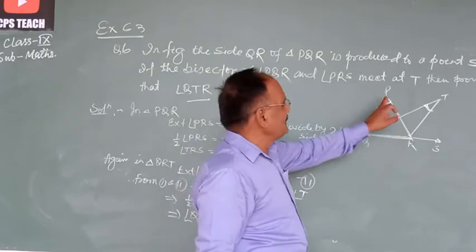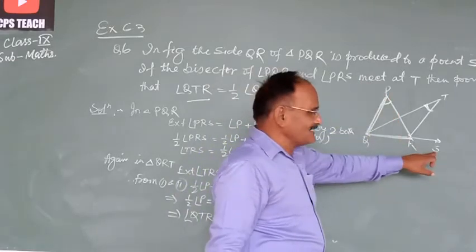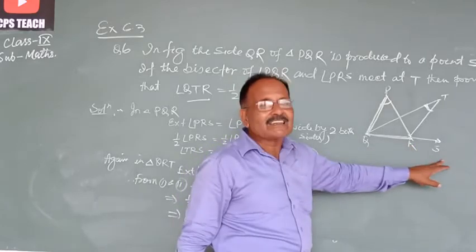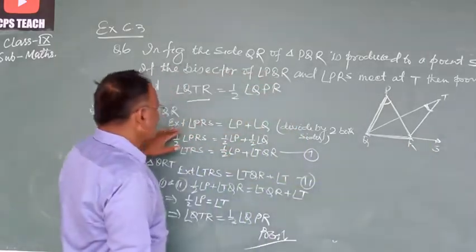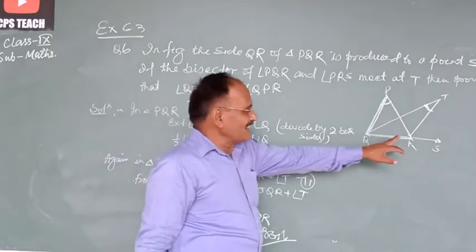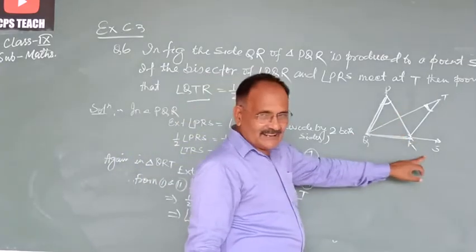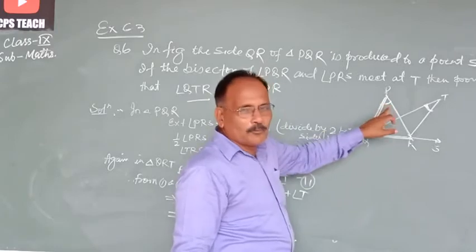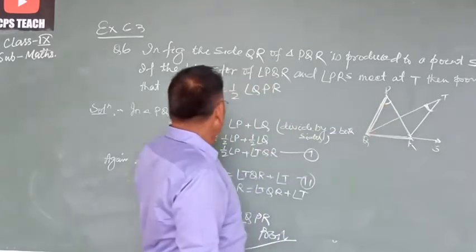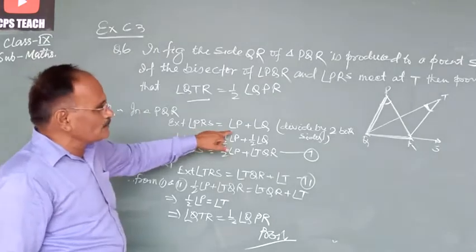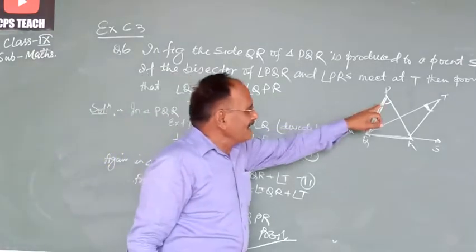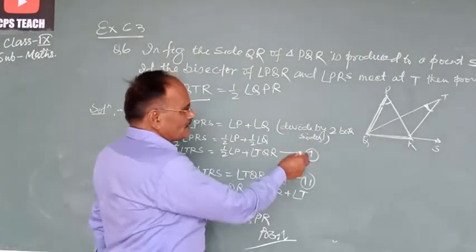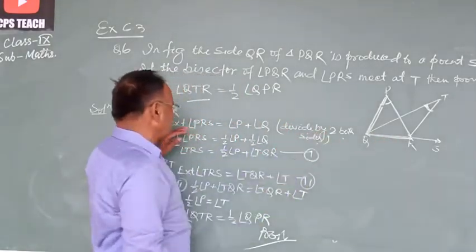In this triangle, angle PRS is exterior angle. Clear, PRS is exterior angle. So this exterior angle PRS is equal to the sum of two interior opposite angles. It means angle PRS, exterior angle, is equal to angle P plus angle Q. Clear? Now divide by 2 both sides.